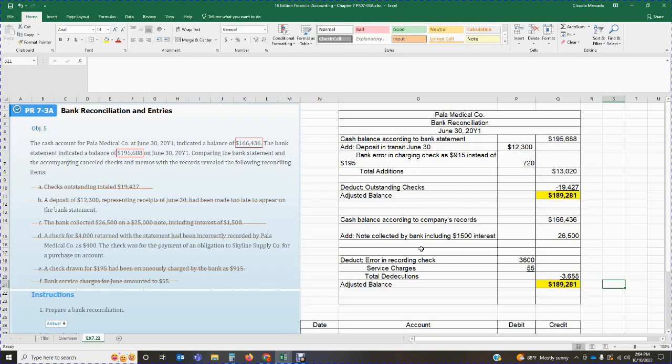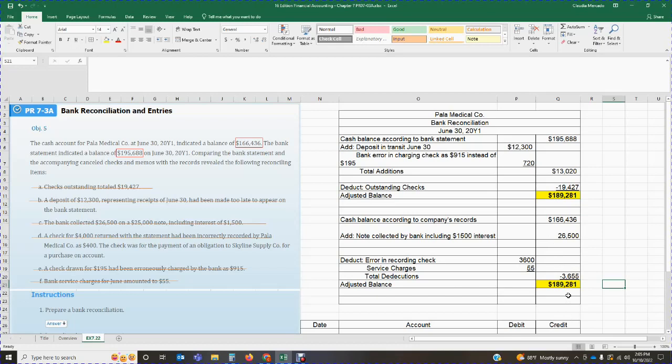On the company's records, the bank collected on our behalf $26,500 from a note. We need to add that because we had not recorded it. There was an error in recording a check for $3,600. And then we have the service charges for $55. And that's going to bring my balance. Remember, your bank statement adjusted balance must always equal your company's records adjusted balance. If they don't, then there is an issue. The whole point of reconciling is to make sure that those two numbers match.